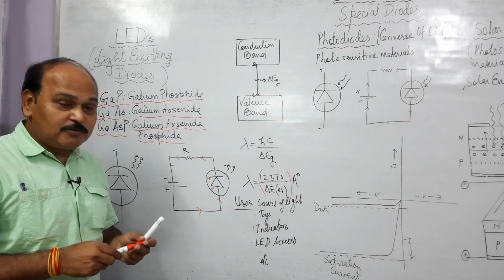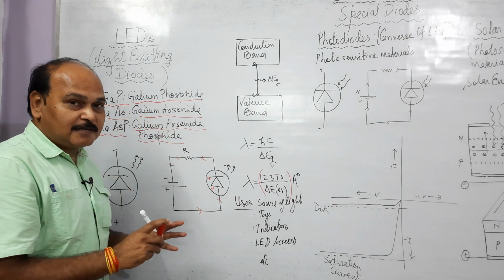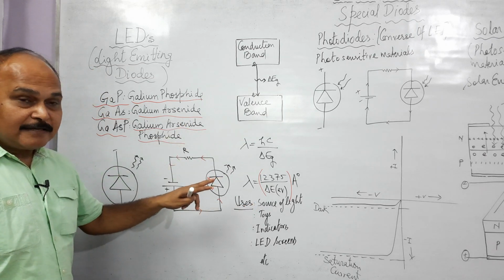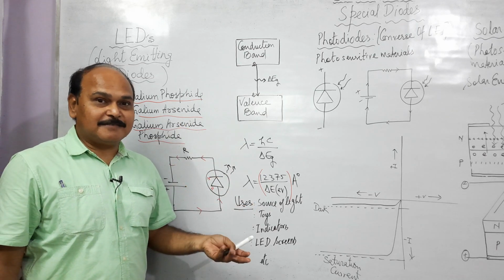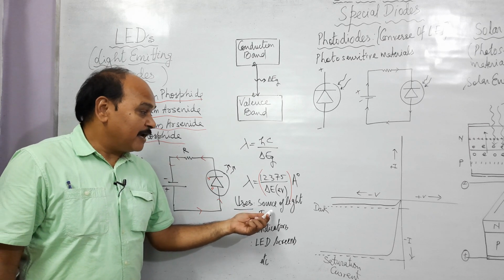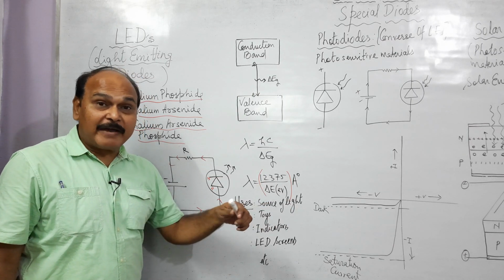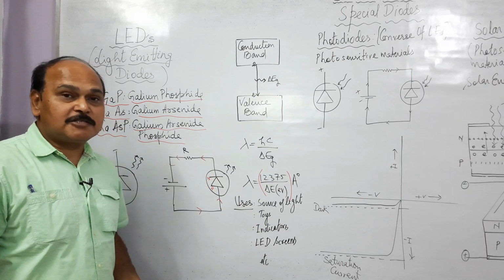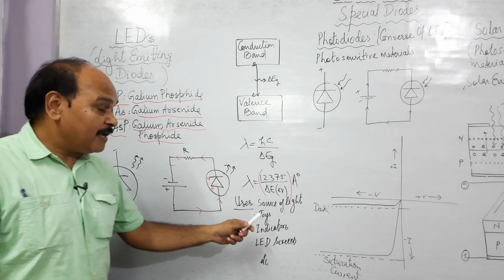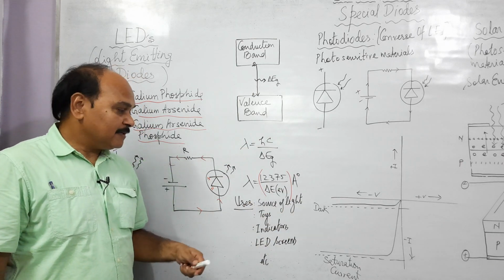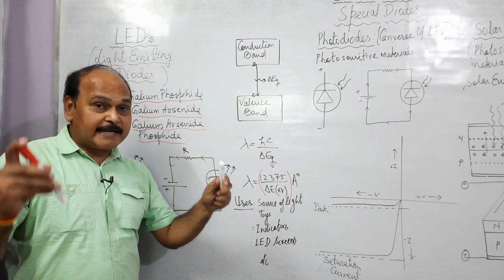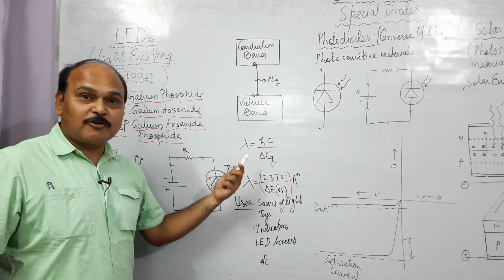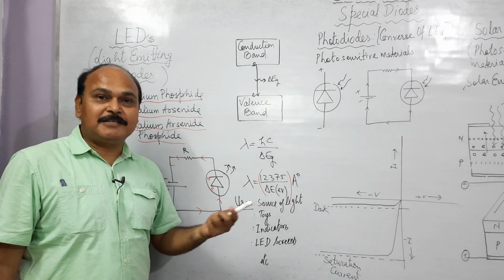Well, as far as uses of this particular diode are concerned, LED is a very popular name these days. We have LED lights, we have LED torches, we have LEDs used in various toys, they are used in decoration. LEDs are used as indicators in almost every electrical device. And who does not know LED screens or LED TVs?